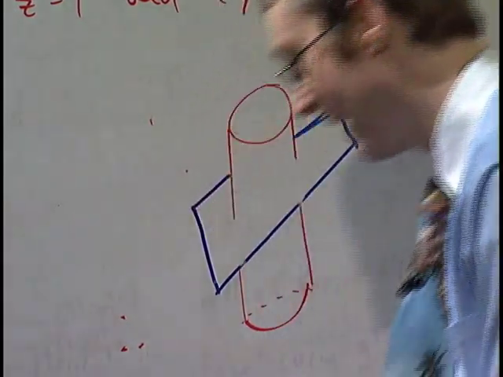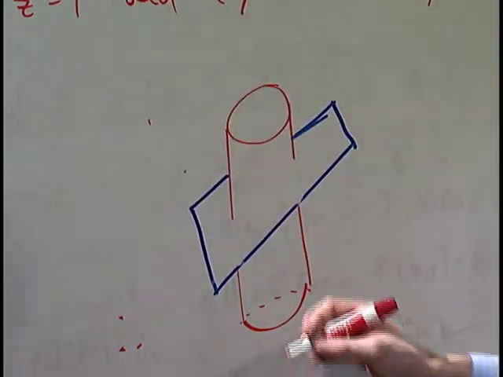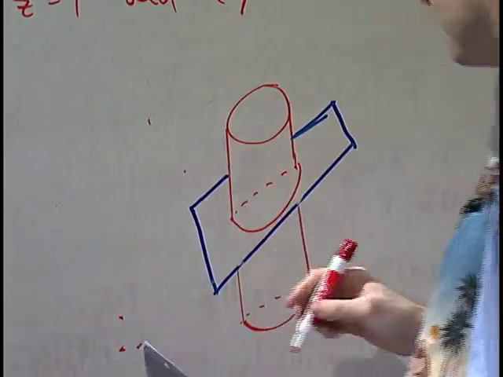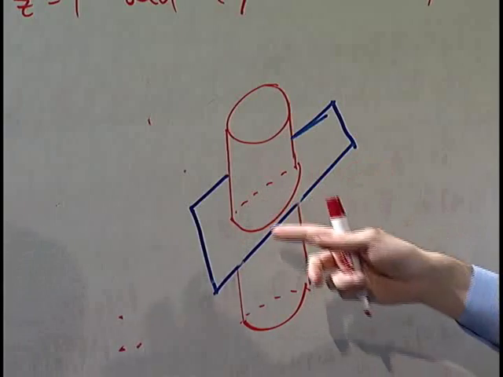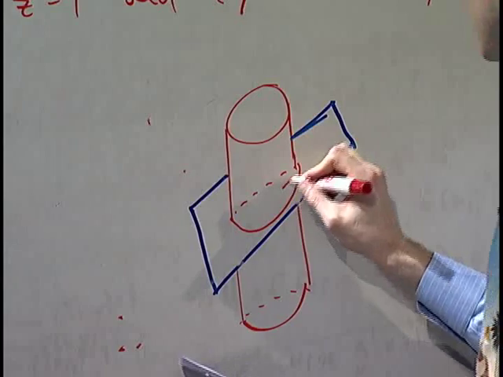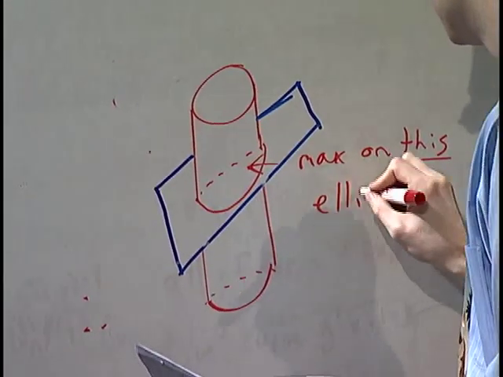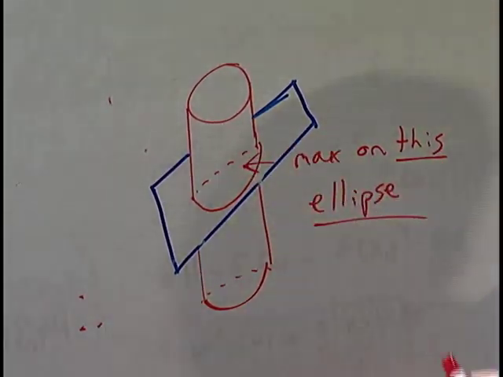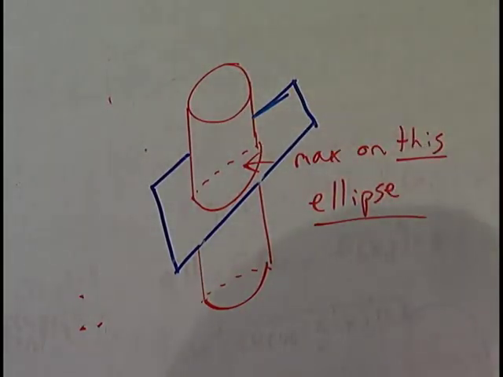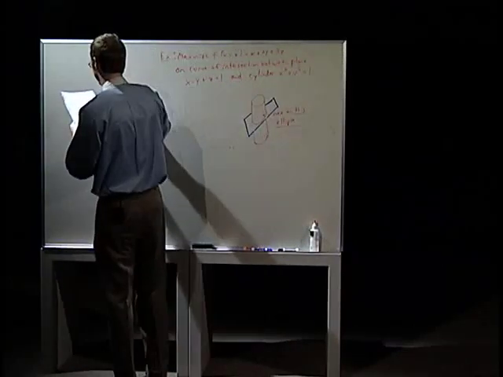Well, the plane's going to hack in here and make a circular cross-section, or actually an elliptical cross-section, so you're going to end up with an ellipse. You're going to end up with that elliptical cross-section being formed by the intersection of this plane and that cylinder. So we want to find the max on this ellipse. It's not a circle because it's not a flat plane, it's an ellipse. Okay, so what are these things?